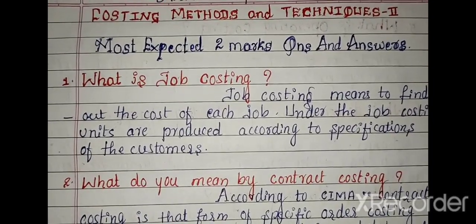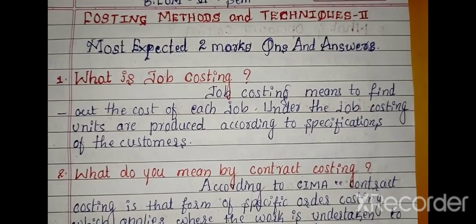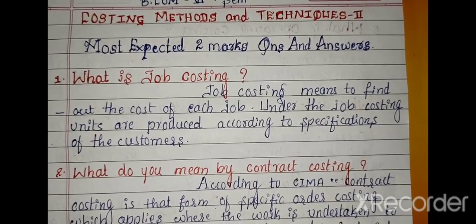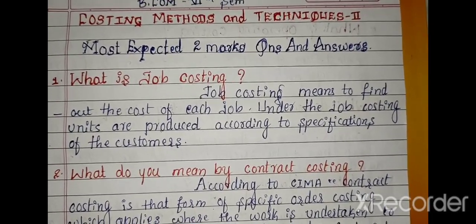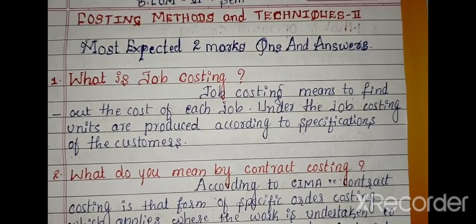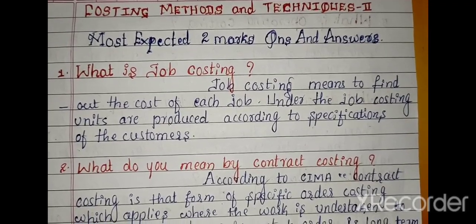Dear students, I will go through the first question. What is job costing? Job costing means to find out the cost of each job. Under job costing, units are produced according to the specifications of the customers.